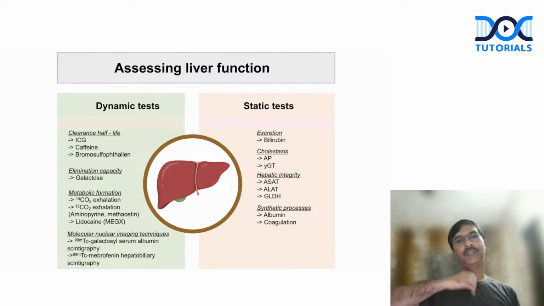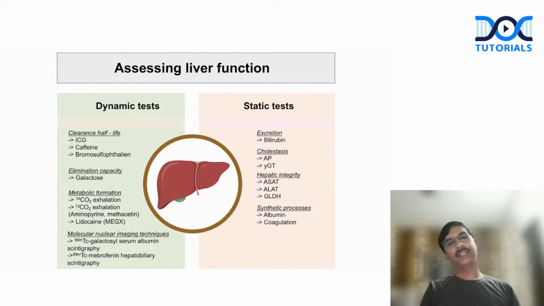For example, aminopyrine along with radiolabeled carbon, methacetin along with radiolabeled carbon. Now, if this goes into the liver, aminopyrine and methacetin get metabolized so that the radiolabeled carbon is let free, and that is excreted as CO2 through the lungs, and that can be easily measured from one's exhalation. The other thing is lidocaine or MEGX was used. This depends upon the metabolic function of the liver.